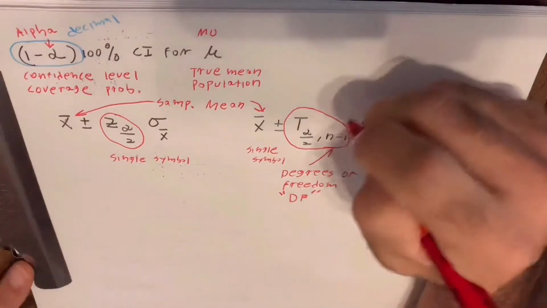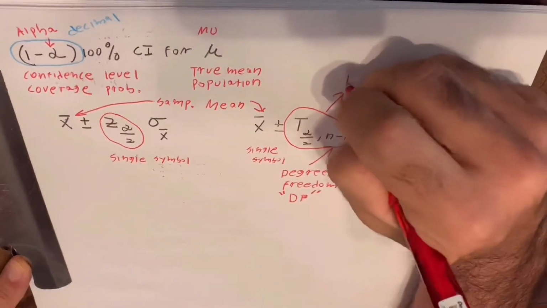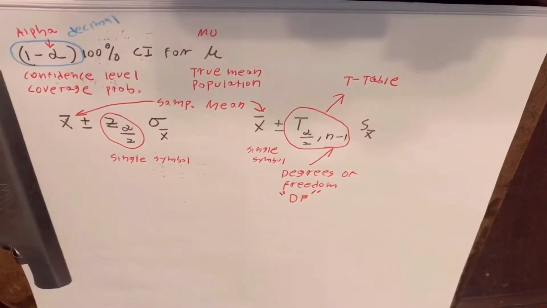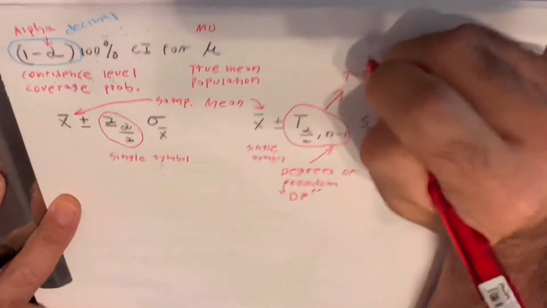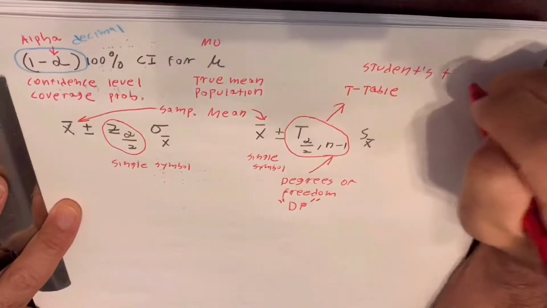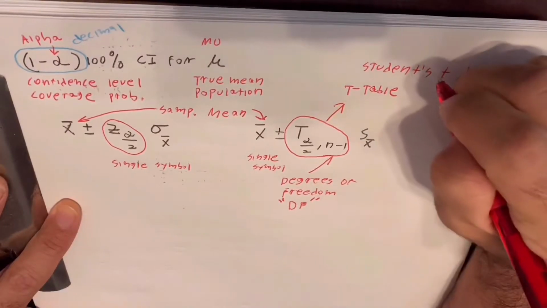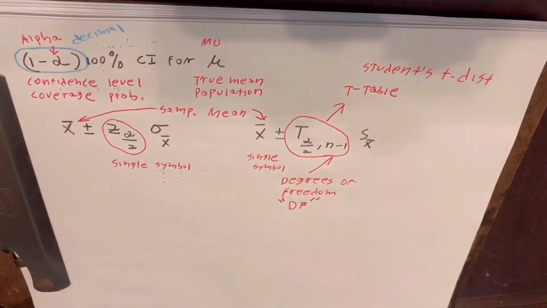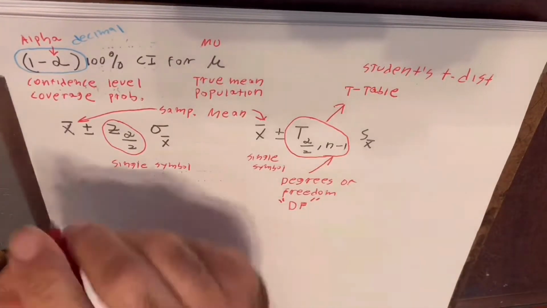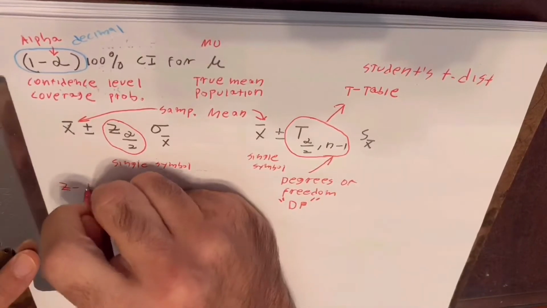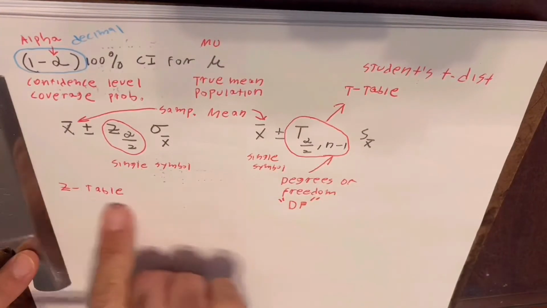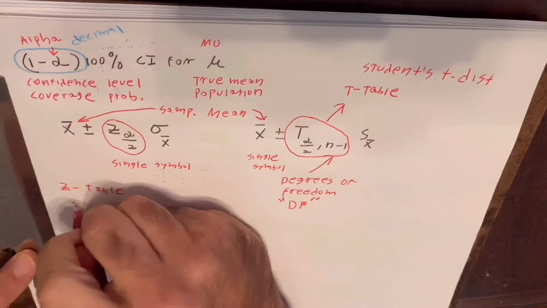And where do we get this? We get this from a t-table, also known as student's t-distribution. Where do we get this? Well, obviously, we get this from a z-table. This t-table is called the student's t-distribution, and this z-table is called the standard normal distribution.